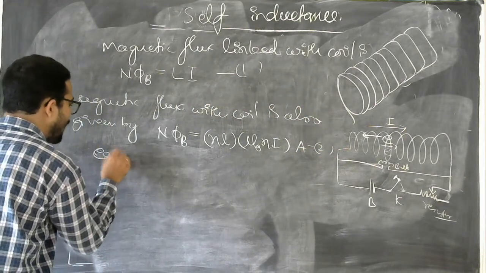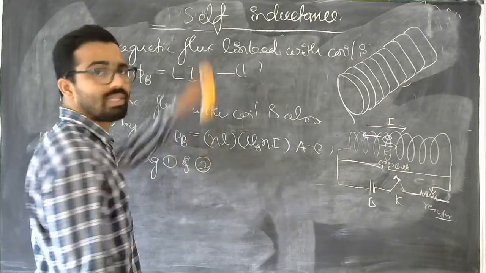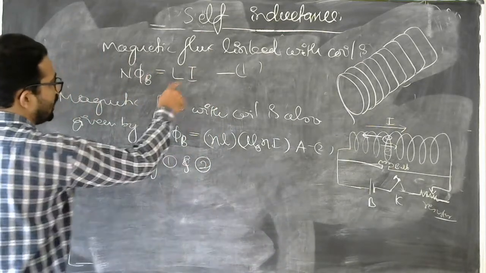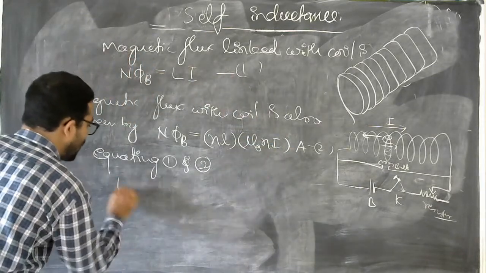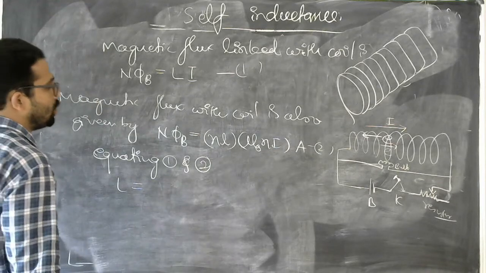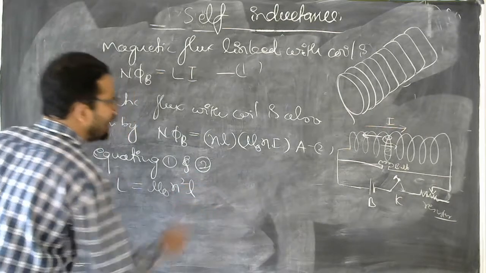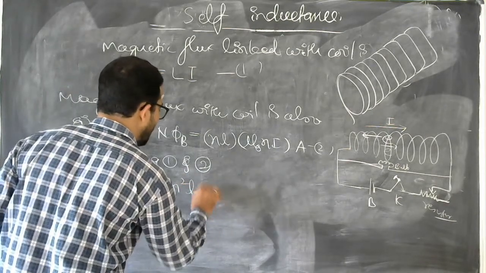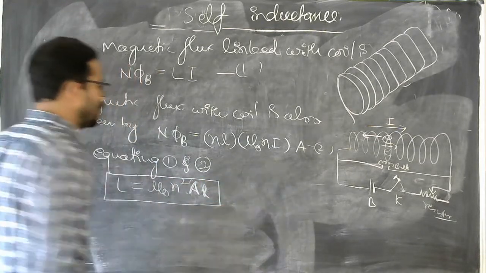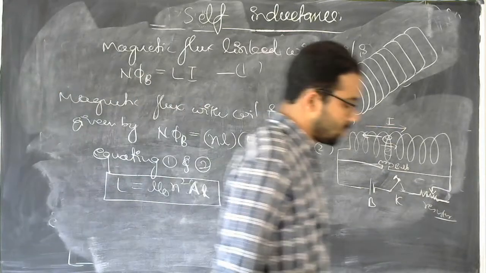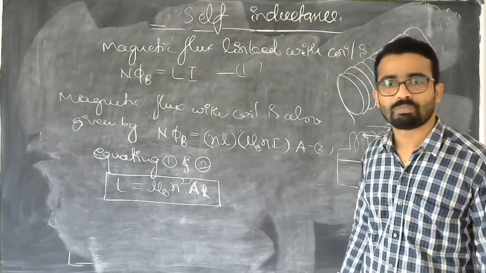Equating 1 and 2, let us equate these two equations. Once you equate this, L is equal to, you can write N into L into mu naught and I A, so I A cancels out. That is why, equating, you can write L is equal to mu naught N square A. So this is the equation for the inductance of the coil. So the equation is L is equal to mu naught into N square into A.